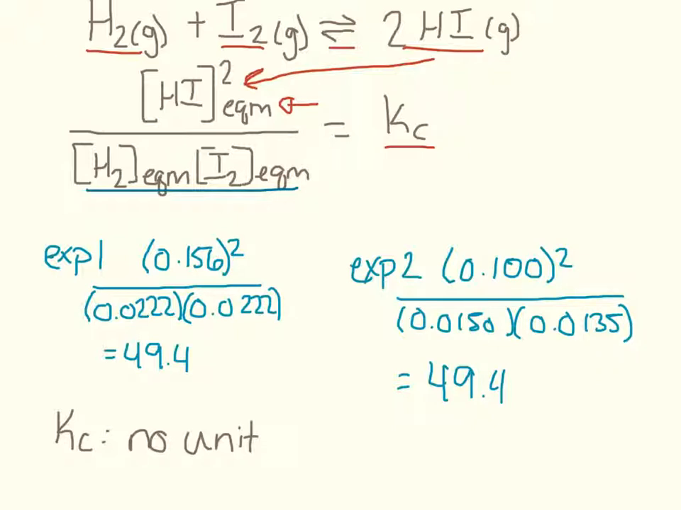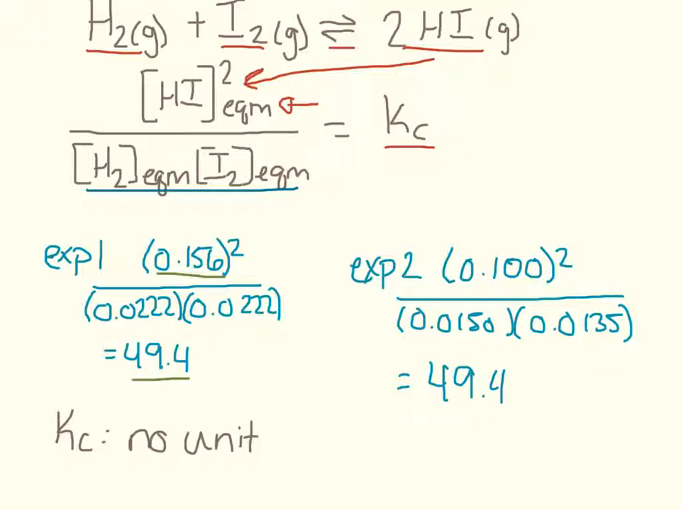I've provided two examples of how to use this calculation. In example number 1, we had a set of initial concentrations, and we let the reaction go to equilibrium. These are the concentrations at equilibrium. So we have 0.156 molar concentration of HI, and we square it. We divide it by the two reactant concentrations at equilibrium. When you do the math, you get 49.4.